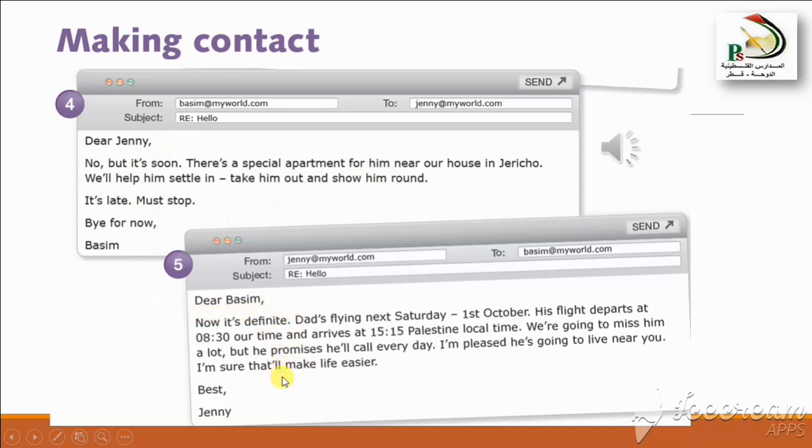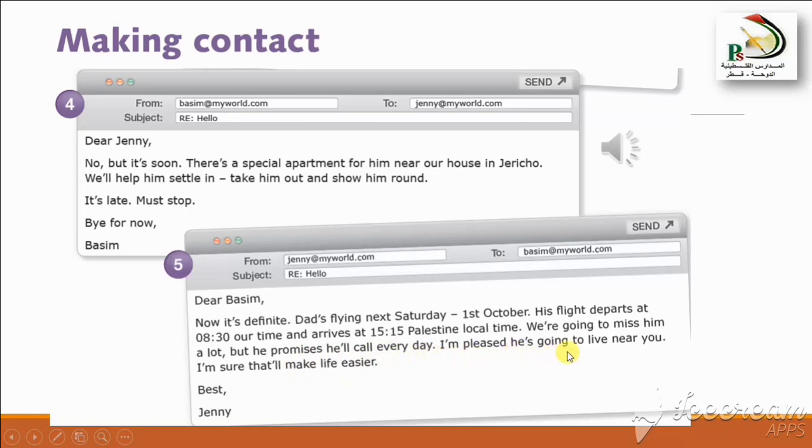This is the last email mentioned in our book. Dear Basim, now it's definite. What is definite? Dad's flight is definite, it is confirmed. He is flying next Saturday, 1st October. His flight departs, meaning leaves or takes off, at 8:30 their time. And it arrives, or lands, at 15:15, which is 3:15 p.m. Palestinian local time. Of course, they're going to miss him a lot, but he promised he'll call them every day.